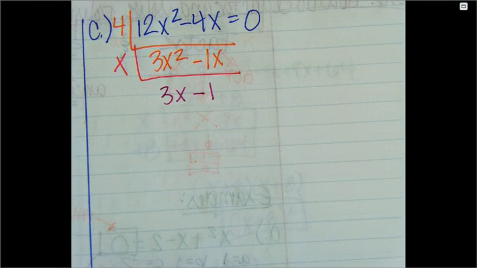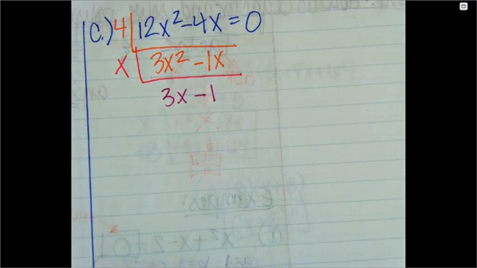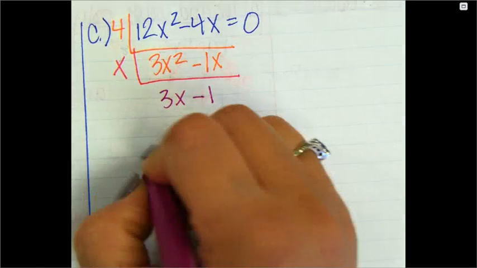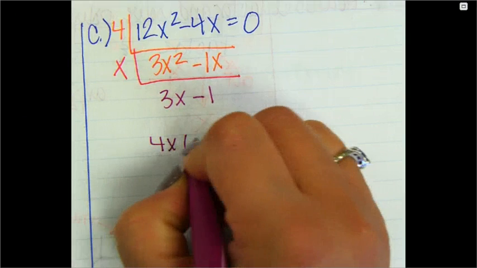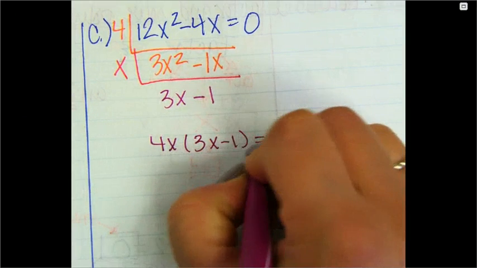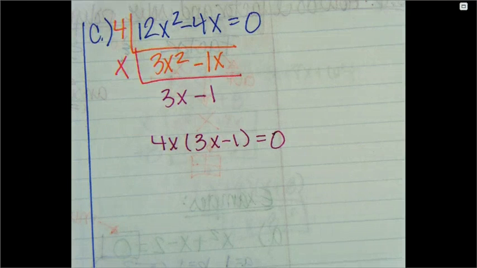No, you have subtraction. Can I take square roots? No, I don't have an x squared term. Can I keep factoring? No, I cannot. In the front is 4x, and in the parentheses is 3x minus 1. Don't forget it's equal to what? 0. Okay. Who wants to take a guess at one of the equations?